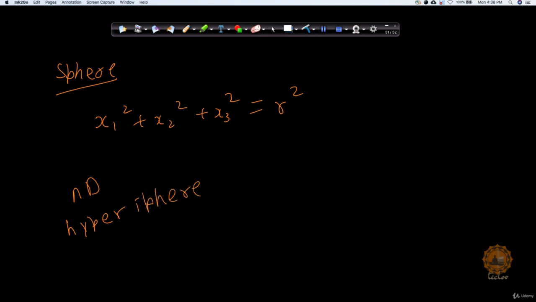Now if I have to talk about a hypersphere, I can say x1 square plus x2 square till xn square is equal to r square. So that's the beauty of linear algebra. You can start from a 2D dimension and keep on moving to multiple dimensions, and this can be very easily defined by all these mathematical equations.